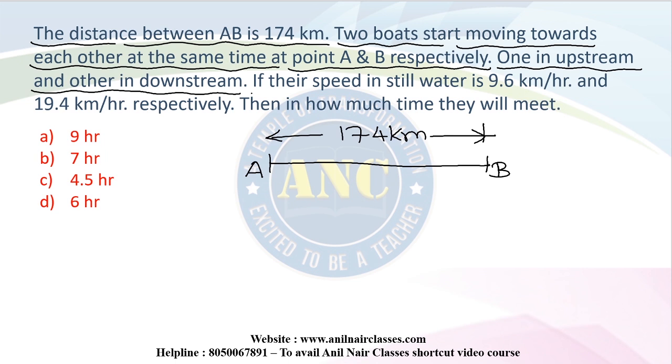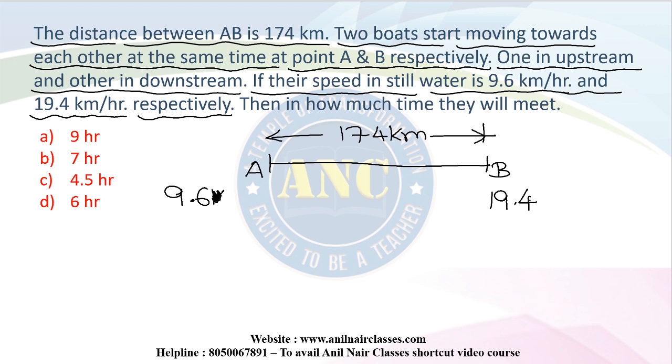Now, what have they given? Their speeds in still water. One boat has a speed in still water of 9.6 kilometers per hour, and the other one has 19.4 kilometers per hour respectively. So we know the speed of the first boat in still water as 9.6 kilometers per hour. Let me not write the entire thing as of now. Let me just write 9.6, and the other boat's speed in still water is 19.4 kilometers per hour.